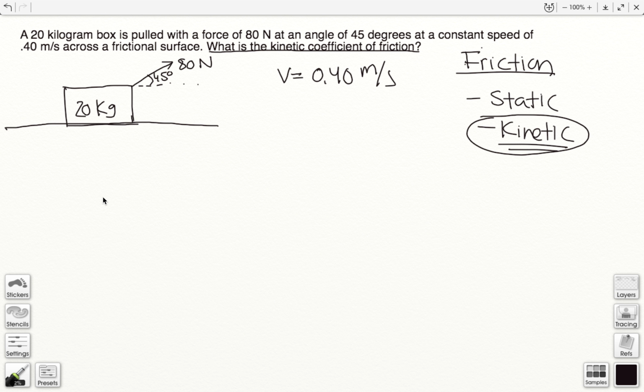Okay, so the free body diagram for this block. As always, we have the force of gravity. The table is horizontal, so the table exerts a force on the block, the normal force. Here we have an applied force that is 80 newtons, and this is at an angle of 45 degrees. And because the block is moving in this direction, we have friction forces in this direction.